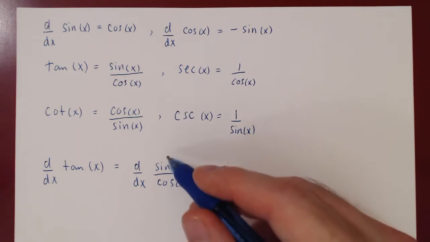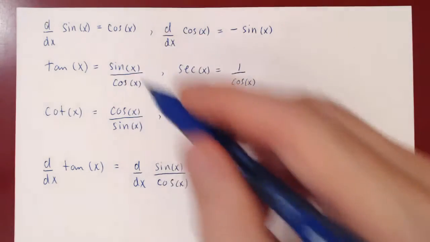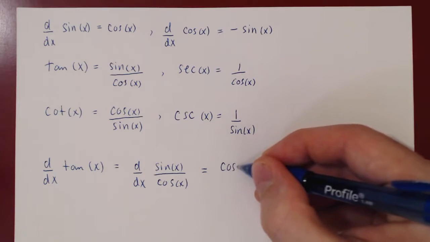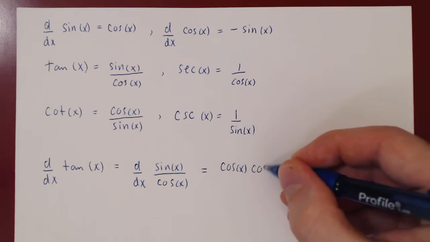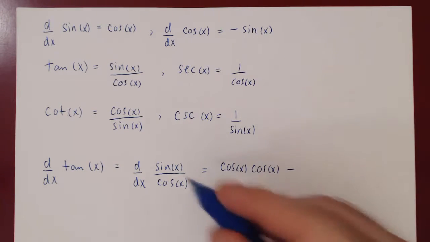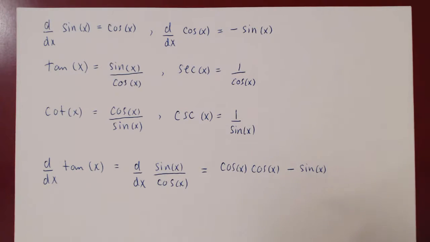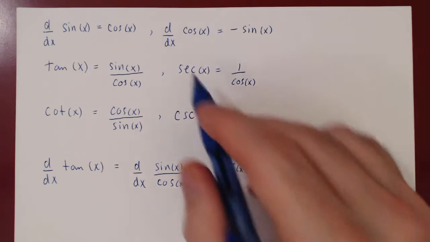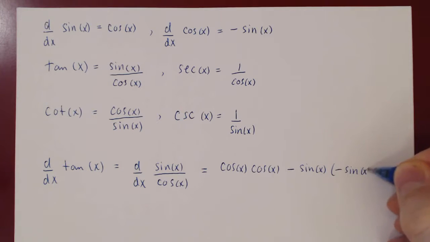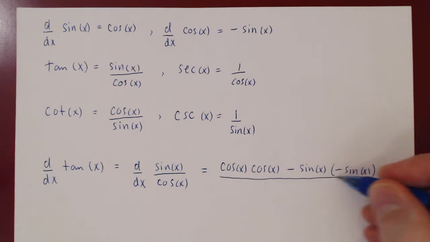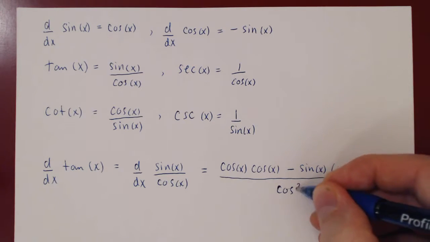By the quotient rule, we have the derivative of the top first. The derivative of sine is cosine of x. So we have cosine of x times the bottom, cos of x, minus the function on top, sine of x, times the derivative of the bottom. The derivative of cos of x is negative sine of x. And we divide this by the bottom squared, so cos squared of x.